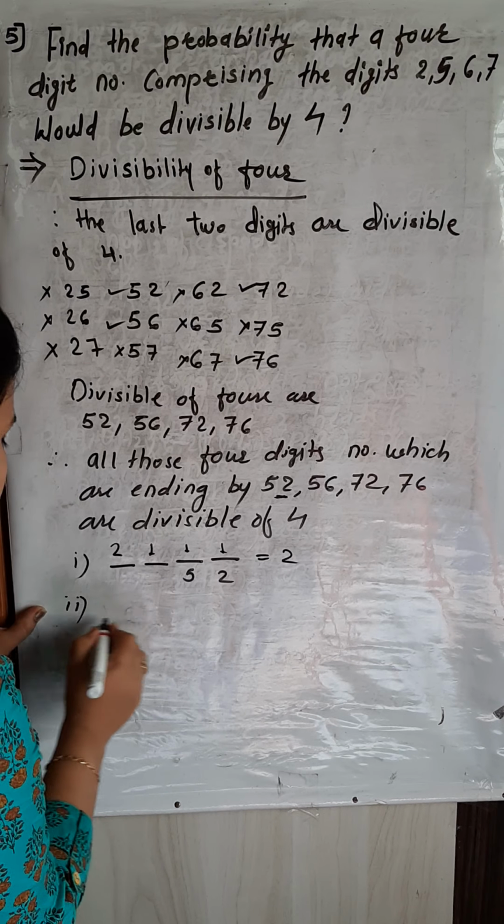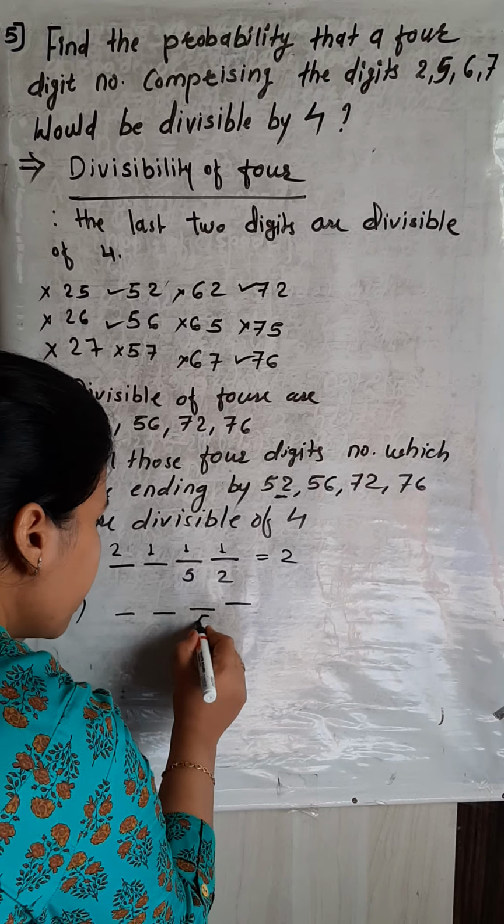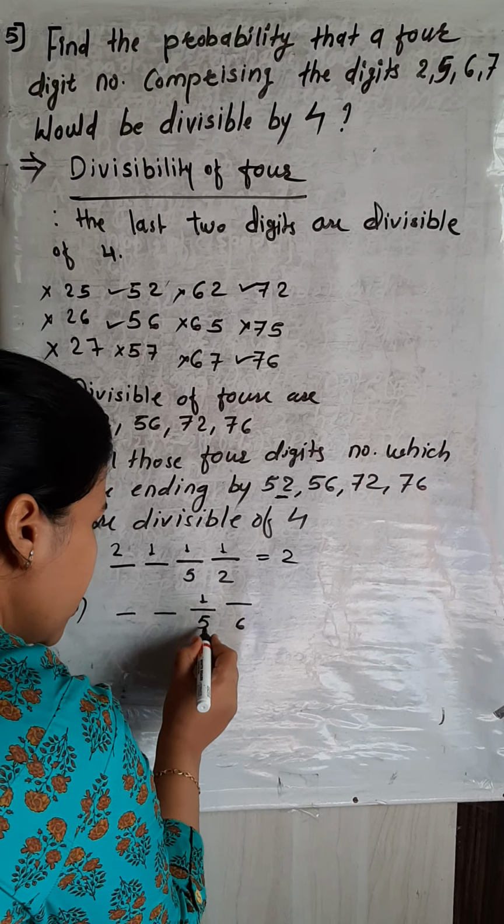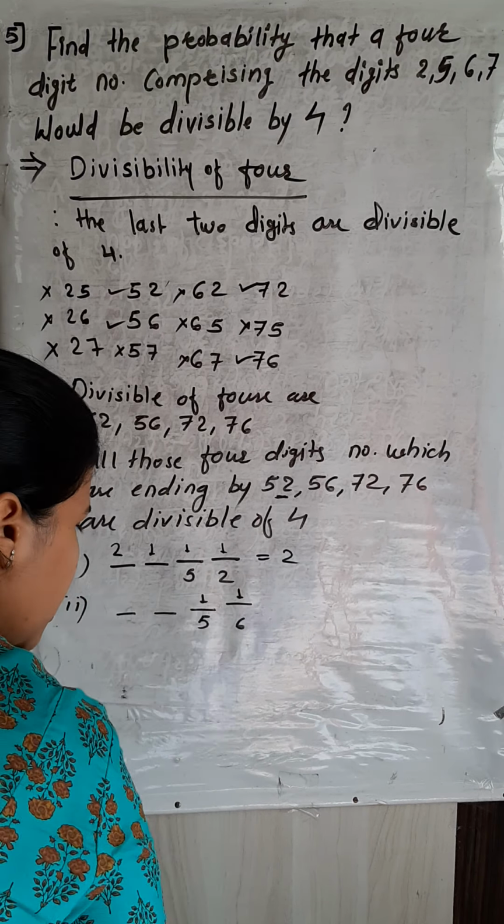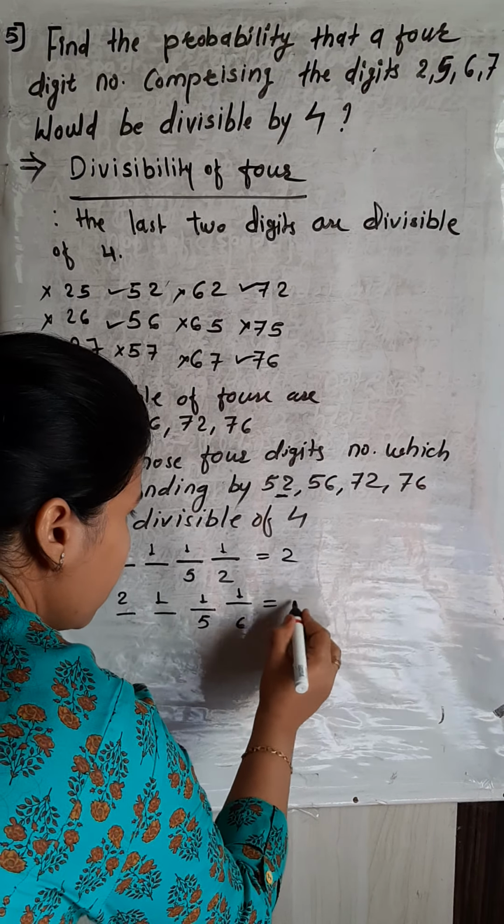Similarly in the second case, again I am making 4 empty places, and this number will end by 56. Here also we are having one choice for 5, one choice for 6. Now here 2 choices and 1. Similarly, for all we will do the same.